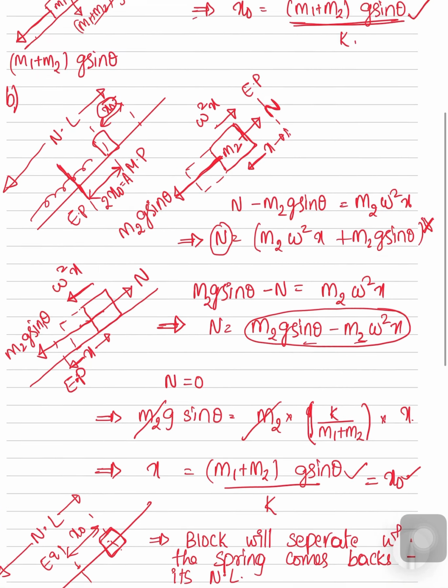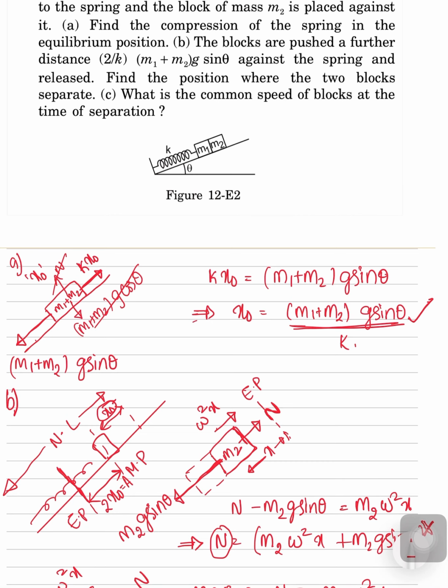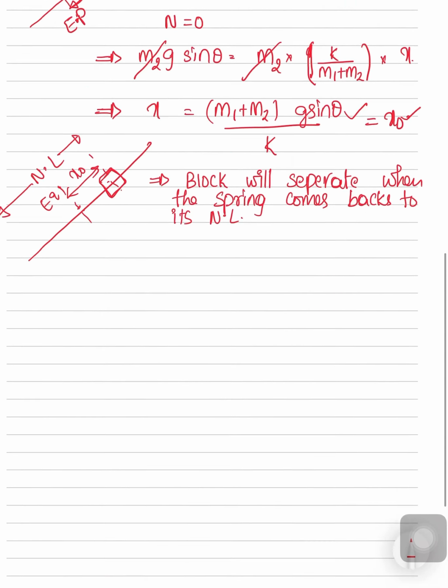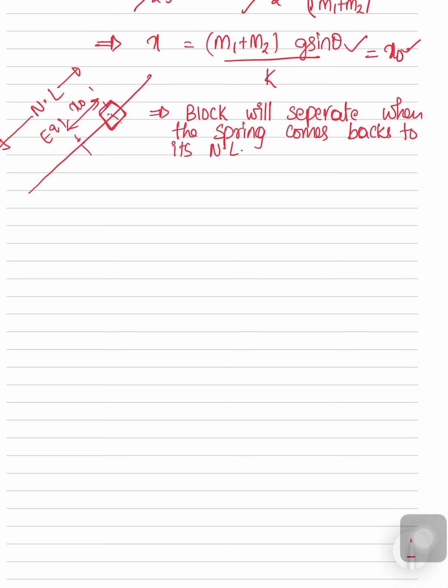Right. Now last part of the question. What is the common speed of the blocks at the time of separation? So we want to find out the speed of the blocks at the time of separation. We know that the relation between v and x, velocity of the block and displacement of the block from the mean position, is given as omega into root of A square minus x square. Now here if you substitute the values, v is equal to omega into, here amplitude is 2x0, minus the displacement of the blocks where it is going to separate is x0. So (2x0) square minus x0 square.